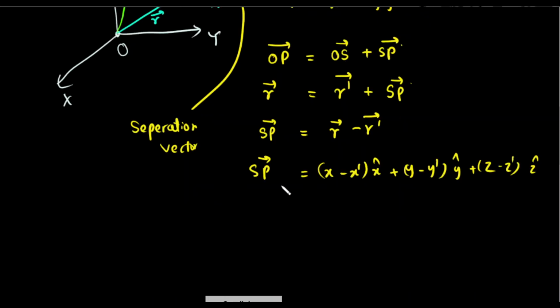If I'm going to find the magnitude of this separation vector, let's say SP is equal to the R double dash vector. What I'm going to do is take the magnitude of this separation vector. So this is going to be the magnitude of the R minus r dash vector, the difference between the R and r dash vectors.